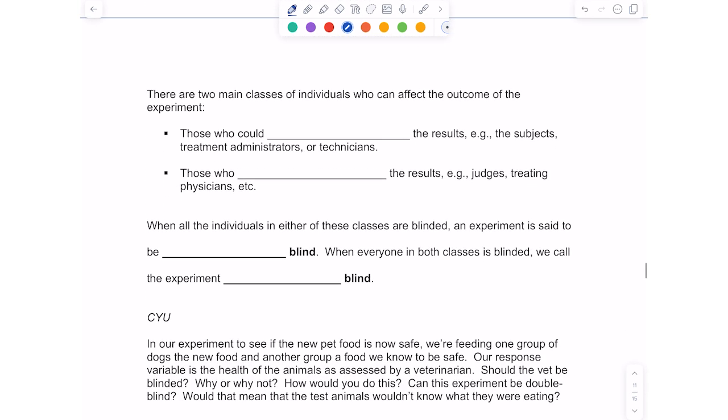There are two main classes of individuals who can affect the outcome of the experiment: those who could influence the results, so the subjects, the treatment administrators, or the technicians, and those who evaluate the results, judges, treating physicians, etc. When all the individuals in either of these cases are blinded, an experiment is said to be single blind. When everyone in both classes is blinded, we call the experiment double blind. So double blind is when the participants and the experimenter don't know the treatments.